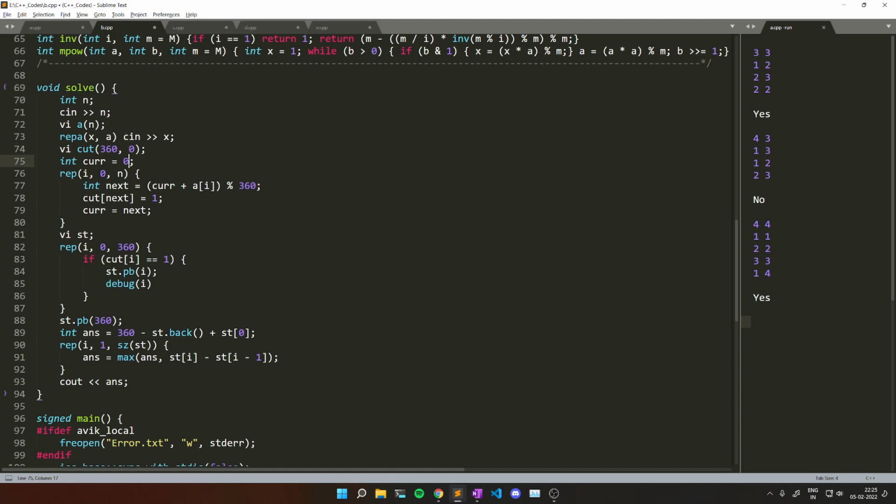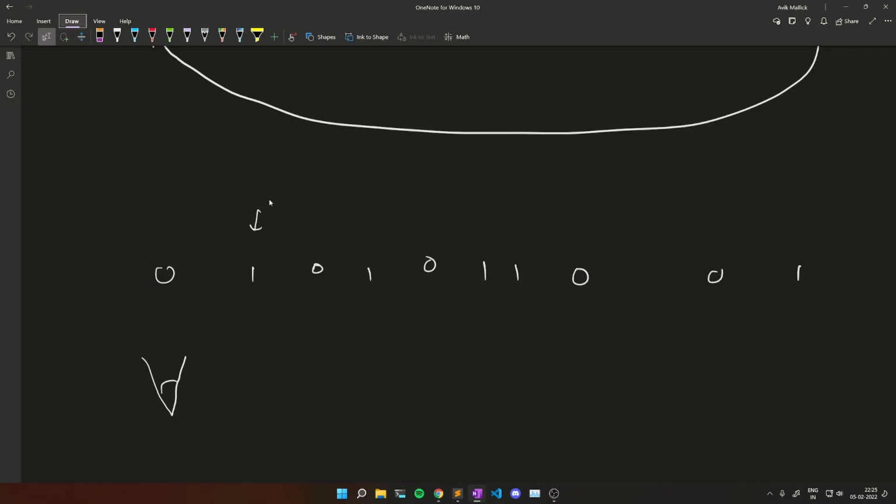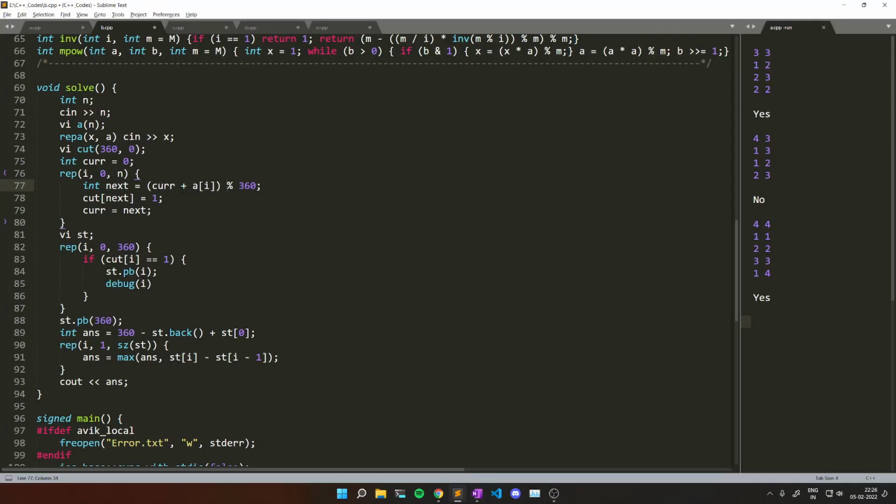Initially we start from point 0, so my current is 0, and I go one by one through our input array. Currently I am at position current, and I have to go forward by a_i degrees, so I find my next position by it. Also I do mod 360, so that if I cross my array's range, I mean 360's range, then I will come back to 0, and from there I will again start going forward. This way I have found my next position where I will make the cut.